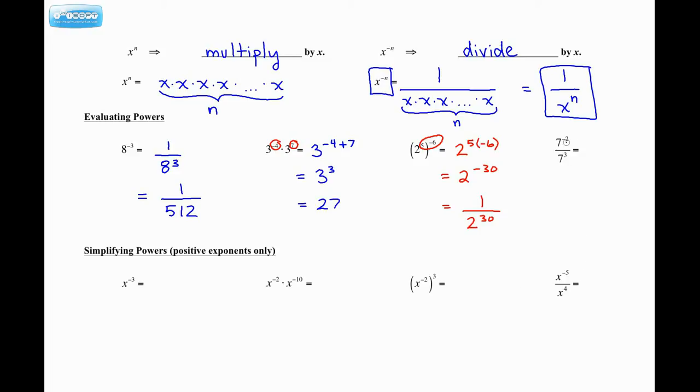So 7 to the power of negative 2 divided by 7 cubed is just 7 to the power of negative 2 minus 3. Well, negative 2 take away 3 is negative 5. So now I can write that as 1 divided by 7 to the power of positive 5. If I work that out, it's not a particularly nice number, but oh well. That is 1 over 16,807. That's what my calculator gives me.